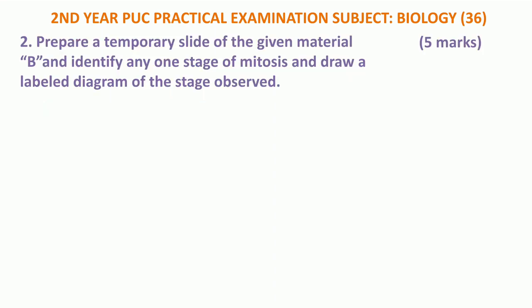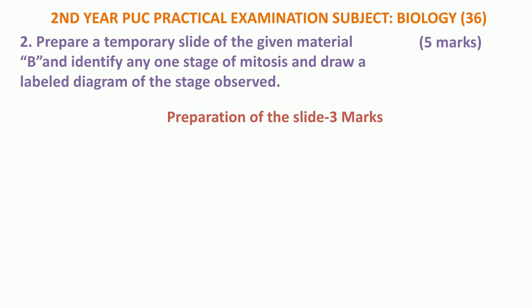Question number 2. This question is common for every student in the examination, and the question is: prepare a temporary slide of the given material B and identify any one of the stages of mitosis and draw a neat labelled diagram of the stage you observe. It is the second question. It is common for every student and it carries 5 marks.